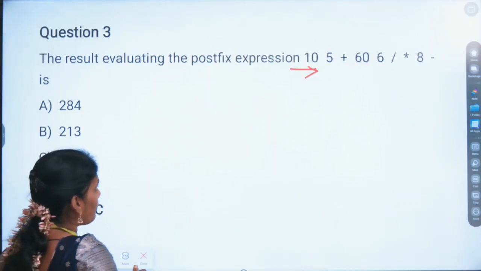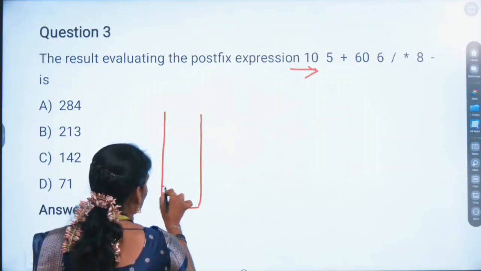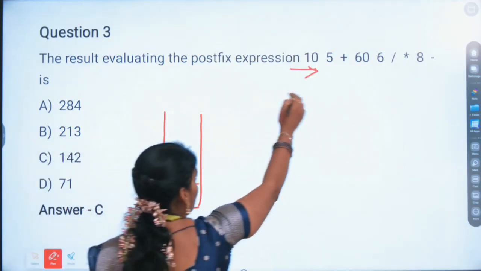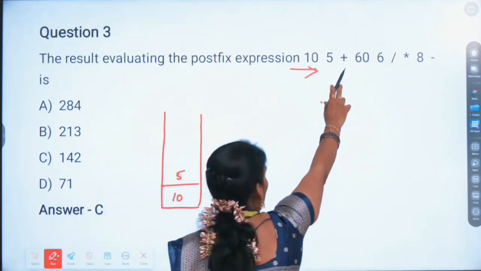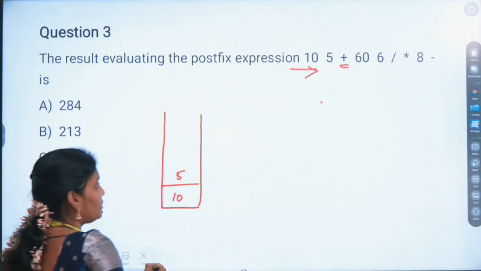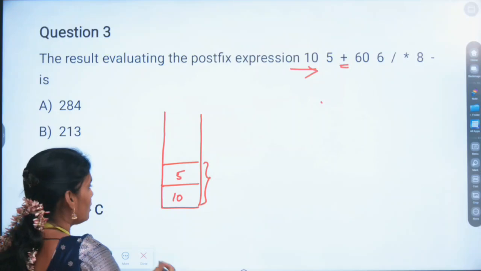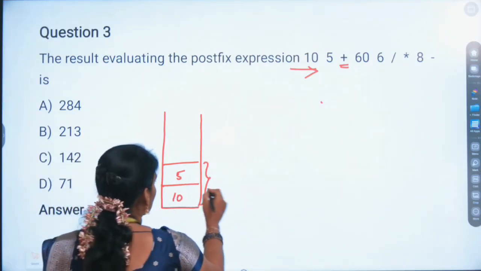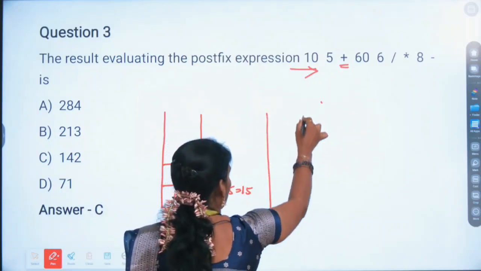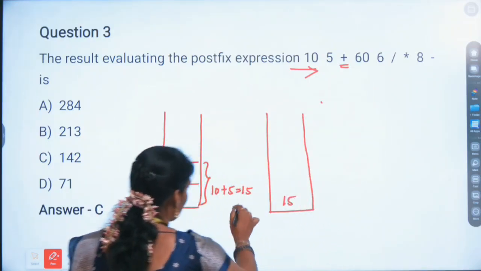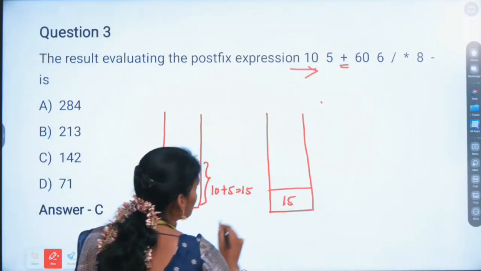Here the first symbol is an operand. If it is an operand, we need to push that operand onto the stack. So 10 is pushed onto the stack. The next is 5, again it is an operand, so push it onto the stack. Next we have an operator. If the symbol is an operator, we need to pop the top two elements from the stack and do the addition operation. So 10 plus 5 is equal to 15. Once we get the result, the result should be pushed onto the stack again. So 15 is pushed onto the stack.